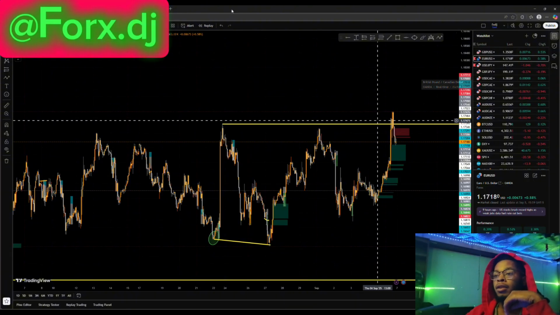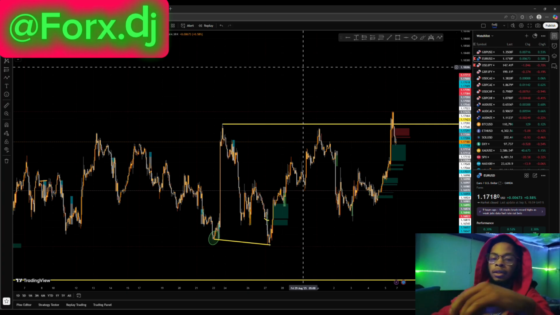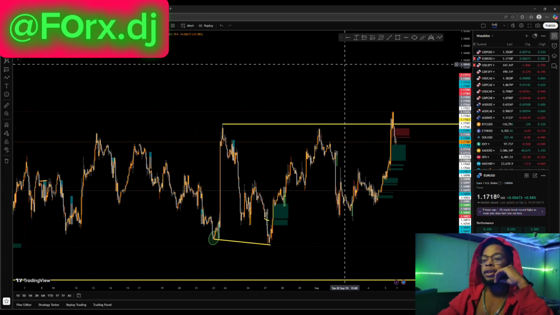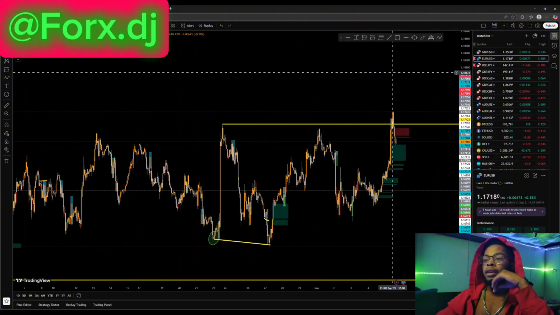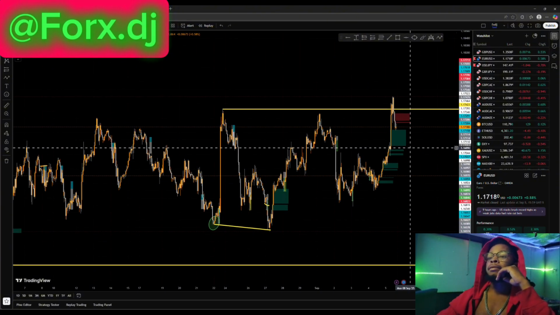Damn, this should be spot on. Hopefully my camera angle is right. Alright. We're gonna leave it like that. But anyways, just dial straight on in. Boom. Okay. My confluences. Let's start it off with fair value gaps.